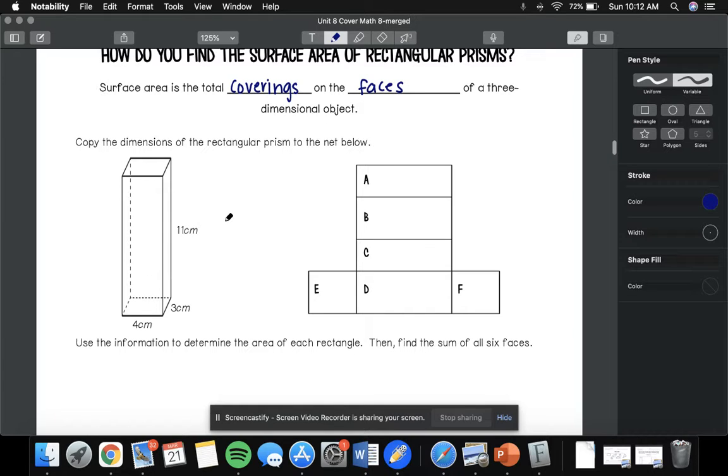So what we first need to do is understand what the dimensions of all of these sides are. Okay. So we have A, B, C, D, E, and F. Okay. So E and F are the same. Those would be our bases. Okay. So B for bases. Okay, and if I look for the dimensions of the bases, I see a 4 by 3.